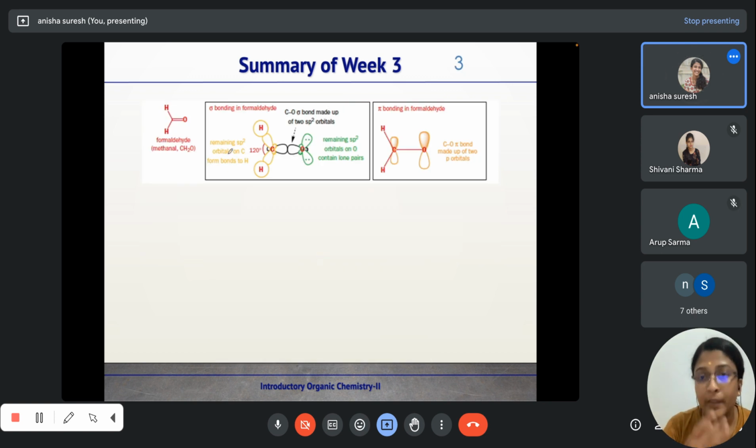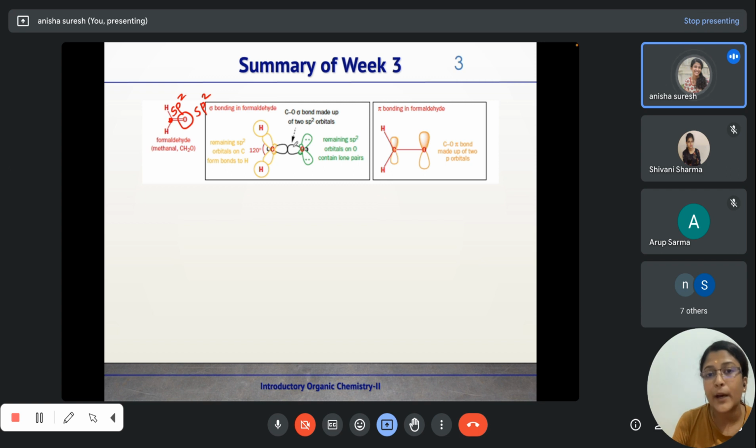Now coming towards the orbital picture of these carbonyl compounds, we are having formaldehyde. So the sigma bonding in formaldehyde will be like there will be sp2 hybrid. This carbon is sp2 hybridized and this oxygen is also sp2 hybridized. So sp2 hybridization means it will be having a planar geometry. So these are the sp2 hybridized orbitals. So one of the sp2 hybridized orbital will combine with the sp2 hybridized orbital of the oxygen forming a sigma bond here, CO sigma bond made up of the two sp2 orbitals.